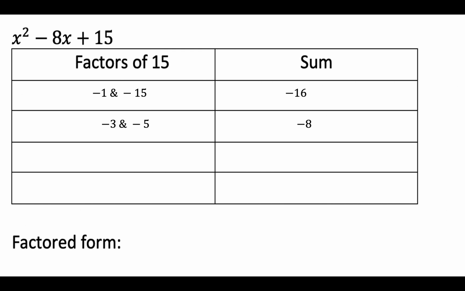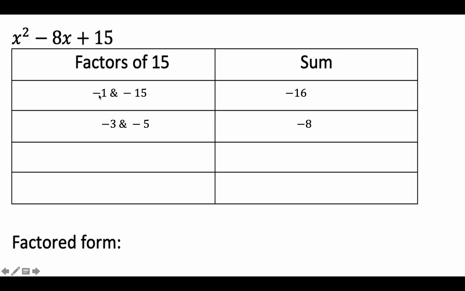Let's try this one. x squared minus 8x plus 15. So now, remember, because we have this negative number right here and this is a positive right here, both numbers are going to be negative. So what we have to do is find what two negative numbers multiply to give us positive 15, but at the same time add up to negative 8.